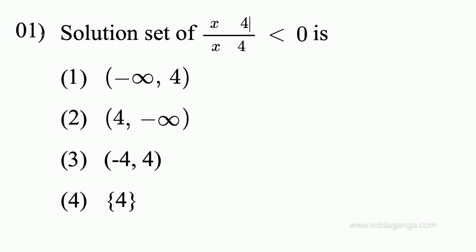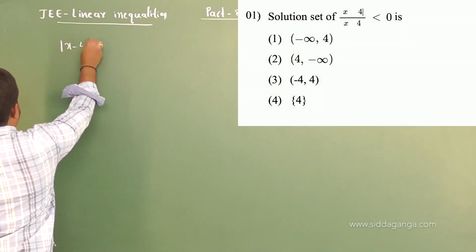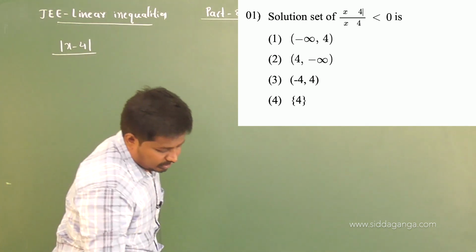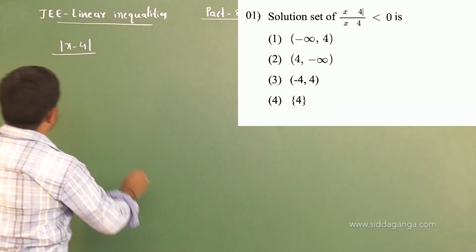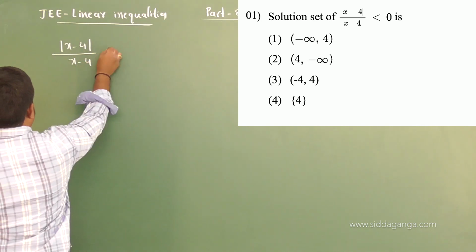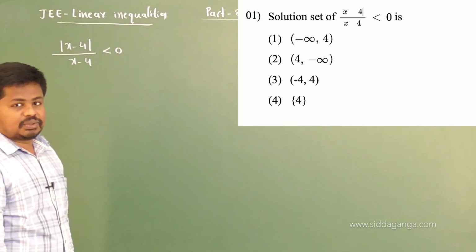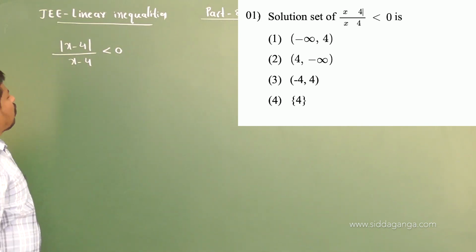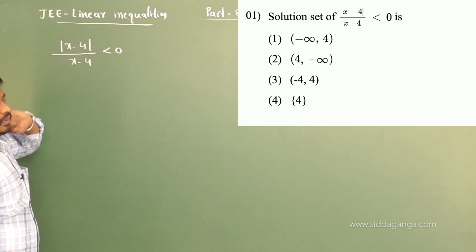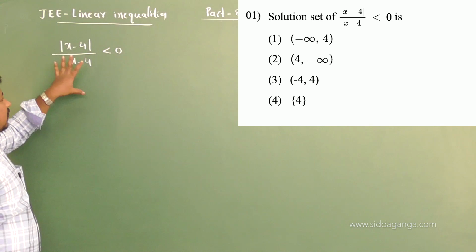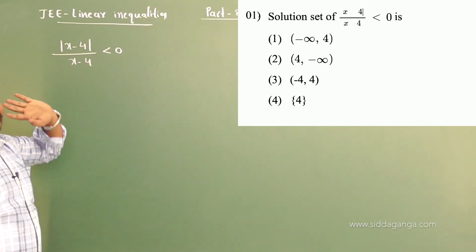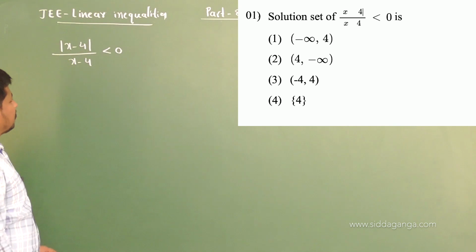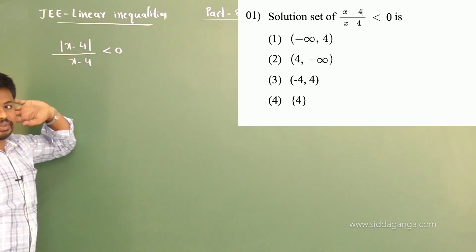That is, the solution set of the modulus of x minus 4, whole divided by x minus 4, less than 0. This is the question we have. We have to find the solution set of this, meaning for what values of x it is a true statement. For what values of x does this left hand side become negative? That's the question.